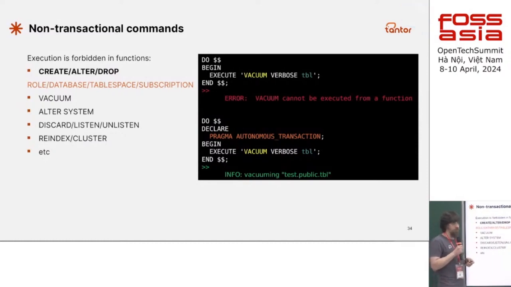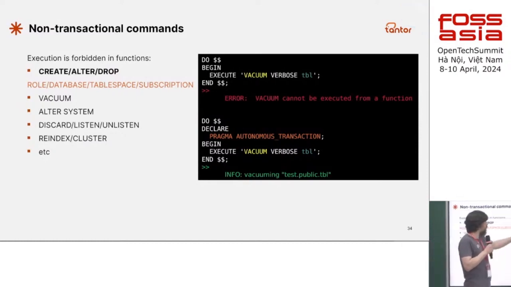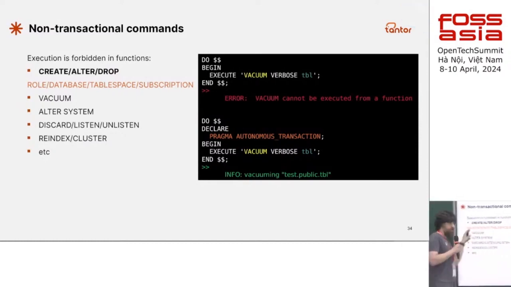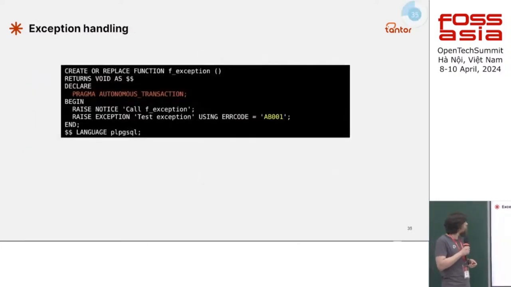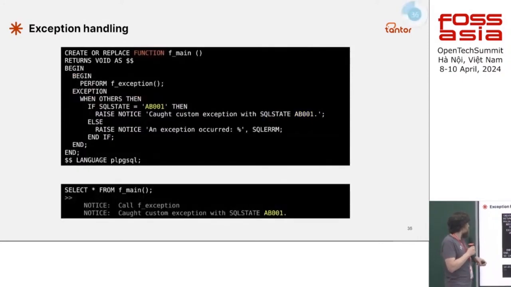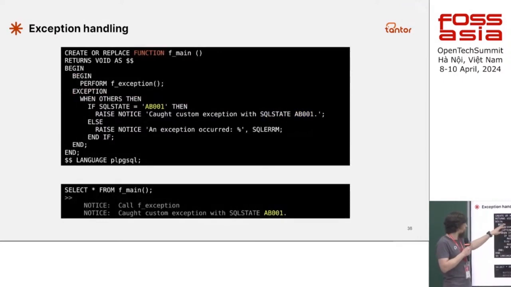So it's possible to execute non-transactional commands like vacuum, alter system, and many others. Exception handling is possible. We have here 2 raises, 1 notice and 1 exception. The exception was caught from another function. And so when we execute this function, we have 1 notice, and we have a notice about the exception that was caught here.